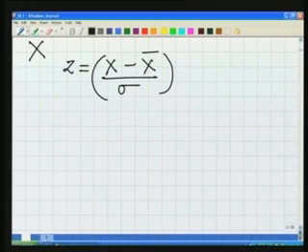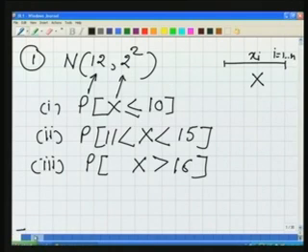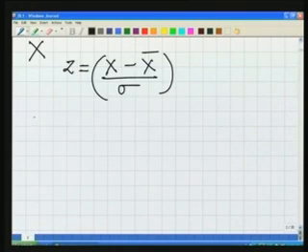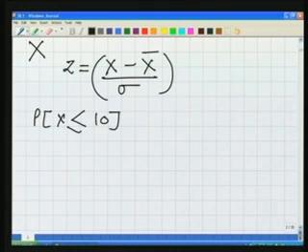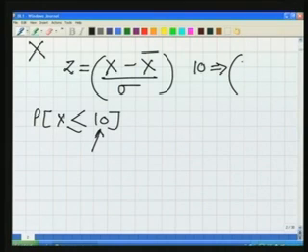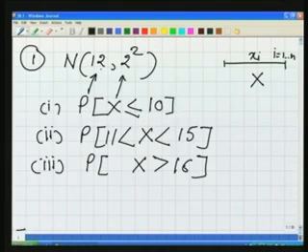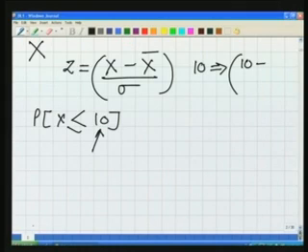Well, in the first case, case number 1, the probability of x being less than or equal to 10, we can write it as, if we transform our variable now, so what is this value? If you transform this value, 10 will be equivalent to x, which is 10 minus x bar, as you can see here the mean is 12, divided by sigma, which is 2.